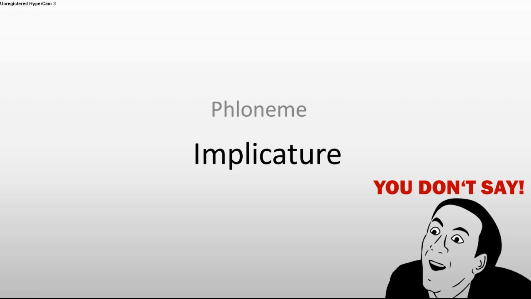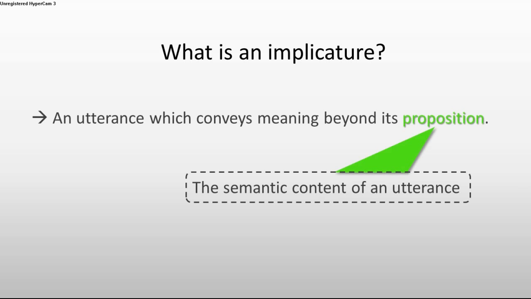This video is going to feature this wicked pragmatics thingy that people call implicature. Off we go. And as usual, we should start out with defining what we want to talk about. An implicature is an utterance which conveys meaning beyond its proposition. And there we have yet another word we have no clue about. A proposition refers to the semantic content of a sentence.